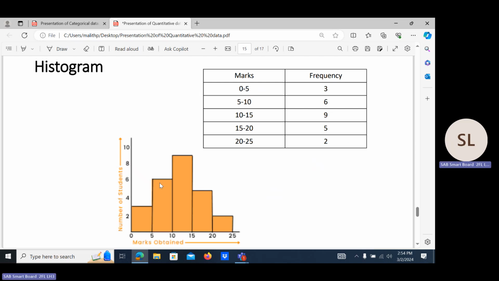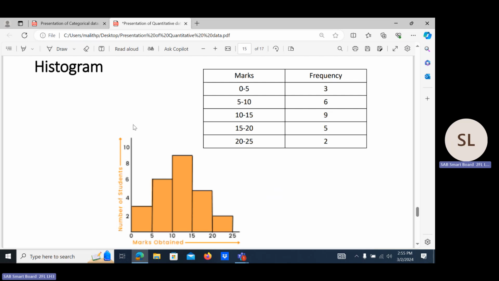In a histogram there are two axes. The horizontal axis represents the class intervals. The vertical axis represents the frequency value. In the group frequency distribution there are two columns: the first column represents the class interval, the second column represents the relevant frequency.